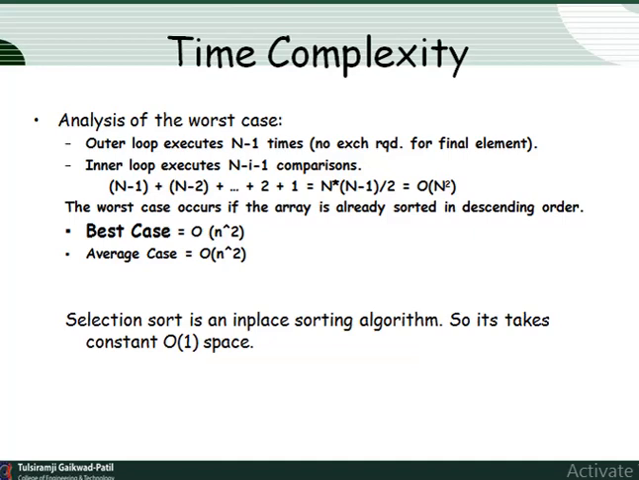Selection sort is an in-place sorting algorithm, so it takes constant space, that is order of 1. The space complexity is denoted with order of 1 itself.